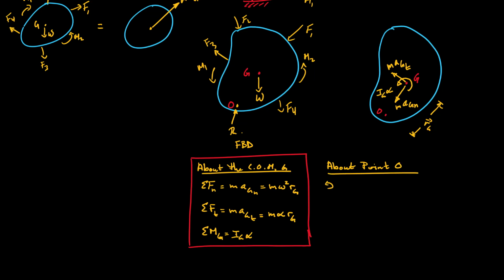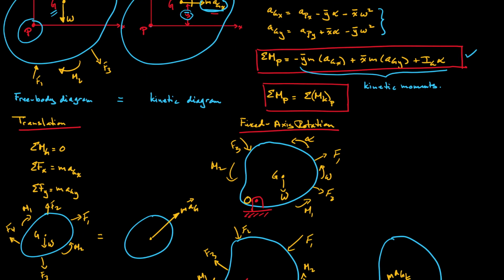So let's assume positive is counterclockwise. What we're going to say is that the sum of the moments about point O is equal to the sum of the kinetic moments about point O. So remember, this was just the result that we found up here, which states that if we want to take the moments about a point other than the center of mass, all we need to do is refer to our kinetic diagram and take the kinetic moment of those variables located at the center of mass about point P.